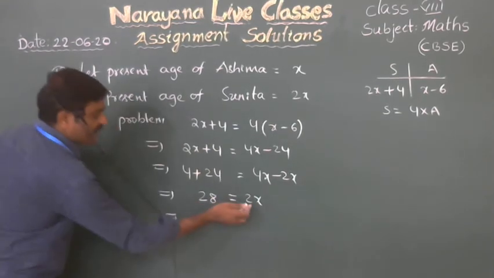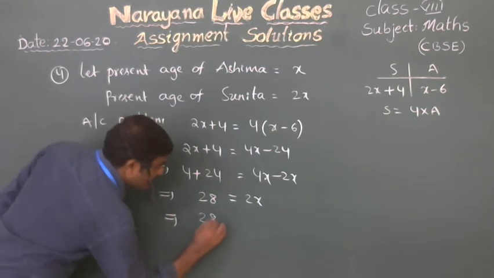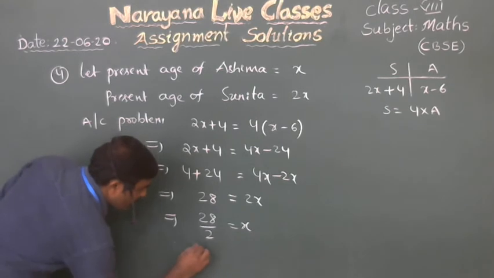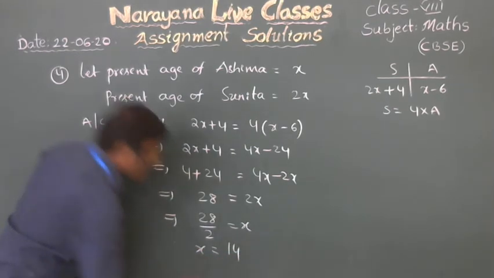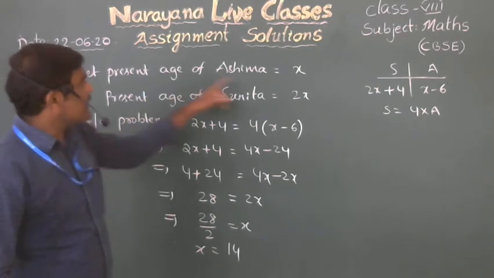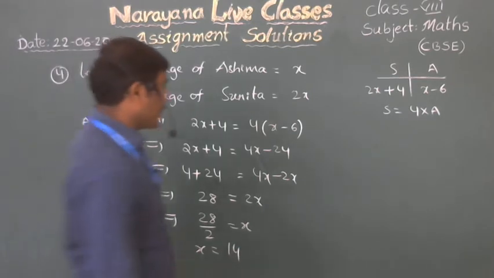Now 2 is multiplied with x, so transforming it to the left side, it should be divided. 28 by 2 is equal to x. So therefore x is equal to 14. 28 by 2 is equal to 14. X means what? Present age of Ashima. Present age of Ashima is equal to 14 years.